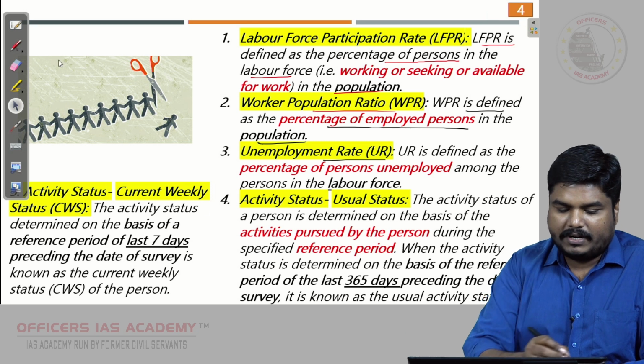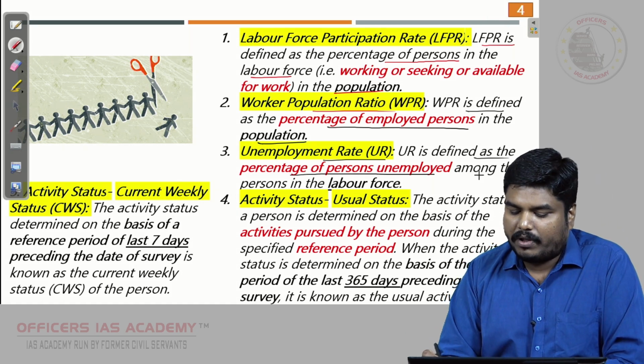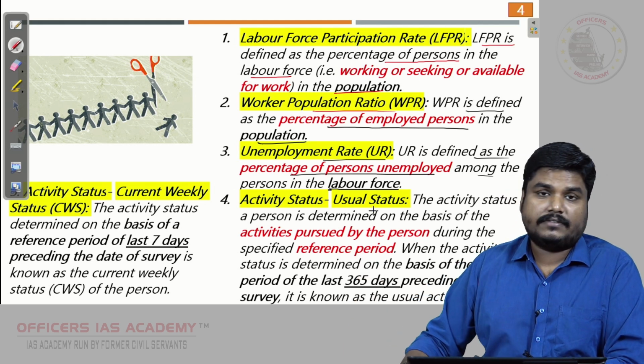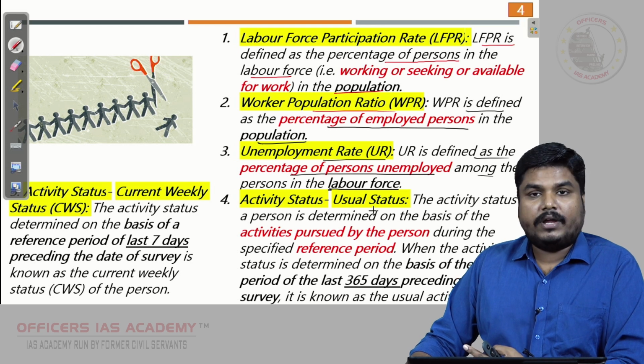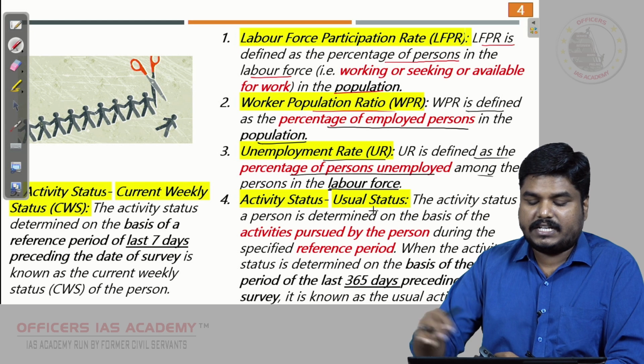So, what is the unemployment rate? It is defined as the percentage of persons unemployed among the persons in the labor force. In the labor force we saw 500. Unemployed we saw 250, right? So, it is going to be 50% in our example.